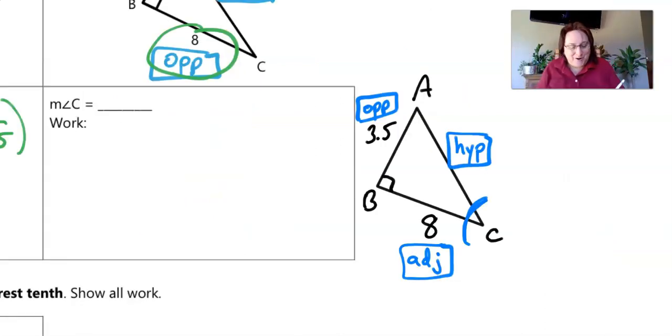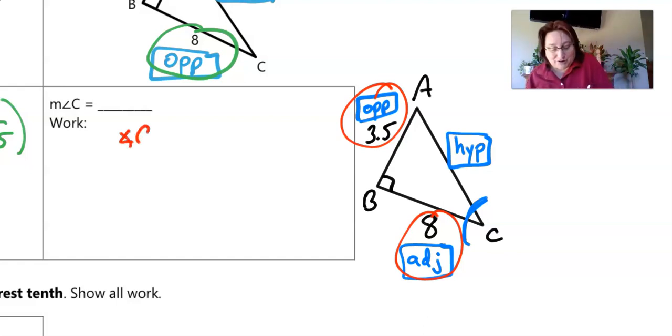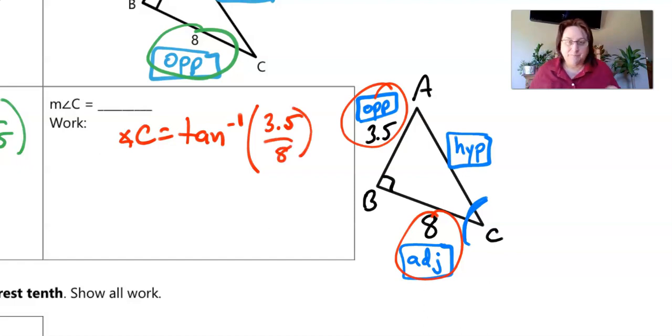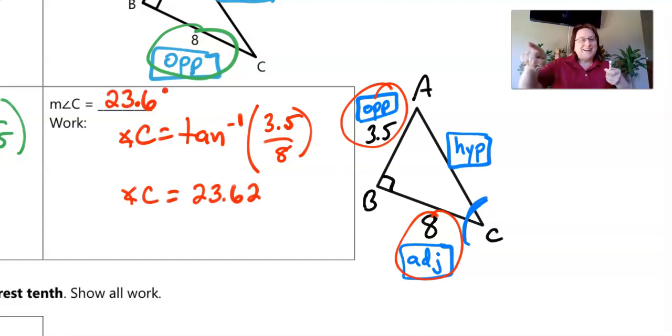Hey, what do you know? Look, we still have opposite and adjacent. They're just in different places, aren't they? So, yes, we're still going to use the inverse trig function. So angle C is going to equal the inverse tan of opposite over adjacent. So 3.5 over 8. All right, you guys know what I want next, right? What did you guys get for the measurement of angle C? Nice going. Okay, so you should have gotten 23.6 degrees.